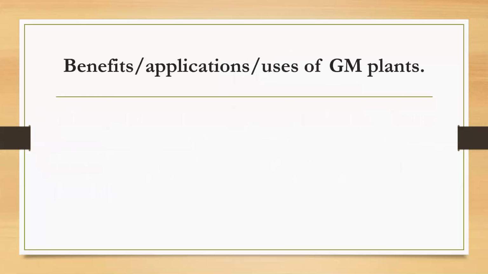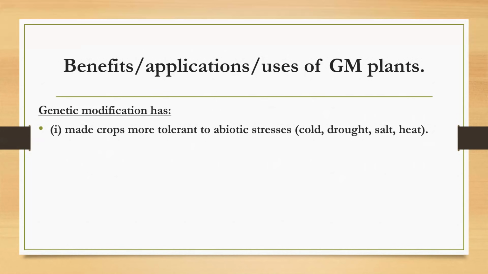Now let us see the applications, benefits, or uses of genetically modified plants. What are the benefits we get from genetically modified plants in the field of agriculture? See, genetic modification has made crops more tolerant to abiotic stresses. Plants face many problems. It may be a problem created by biotic factors such as predators or parasites, or it may be problems caused by abiotic factors.